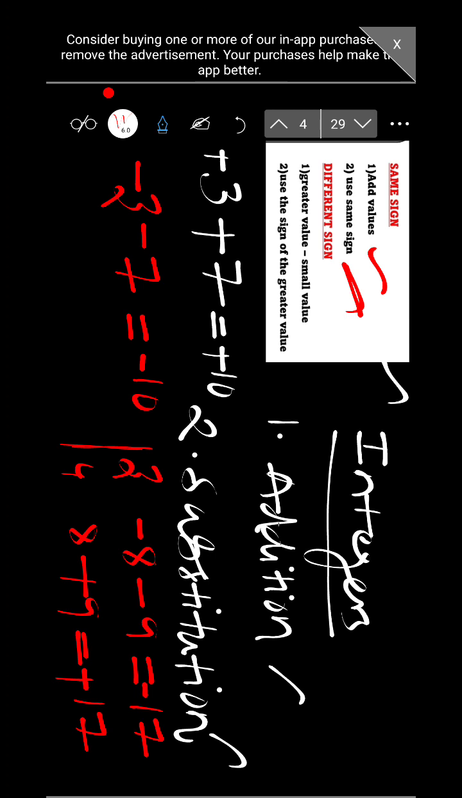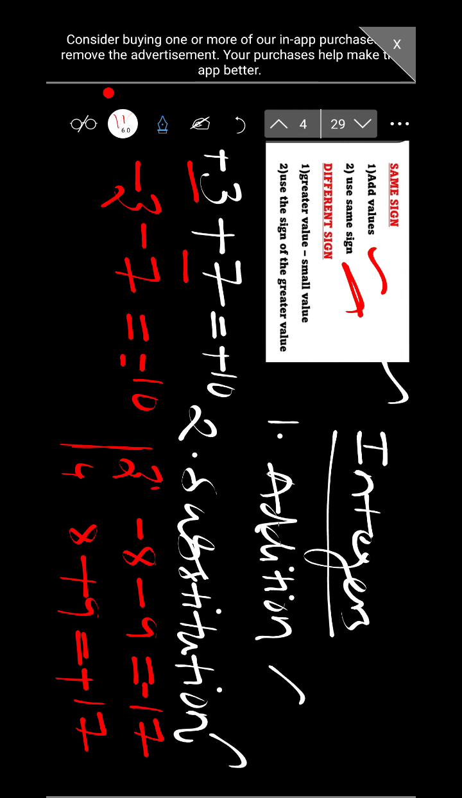Same sign: we need to add the values and we use the same sign. So I will repeat again. First rule, we have +3 and +7. Both the numbers have the same sign, so first we need to add the values. 3 plus 7 will be 10, and both the numbers have the plus sign, so we keep plus. Coming to the second one, both the numbers have the same sign, so I have added the numbers, 3 plus 7 becomes 10, and we use the same sign, so I used the minus here.